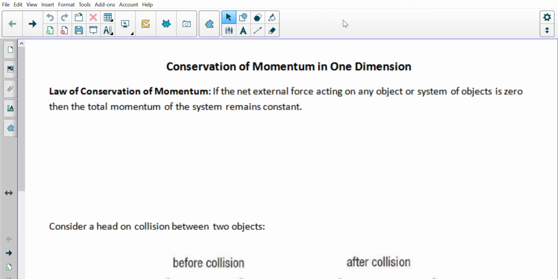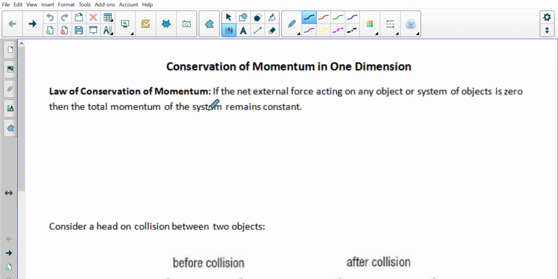Right, so we've looked at momentum and the change of momentum, also called an impulse. And now we're going to look at something called the conservation of momentum in one dimension. Actually, it works in all dimensions, or in two dimensions as well, but we're going to focus on one dimension here. And the law of conservation of momentum is that if the net external force acting on an object or system of objects is zero, then the total momentum of the system remains zero.